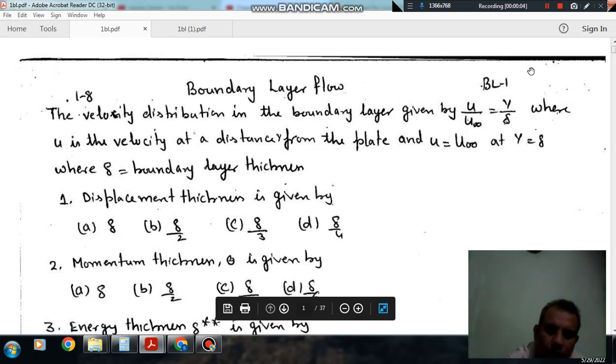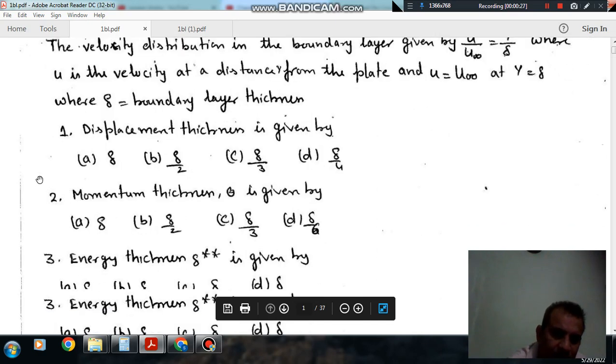In this session, we'll solve some questions of fluid mechanics and machinery. The topic is boundary layer flow. Questions number 1 to 8 carry a common statement. The velocity distribution in the boundary layer is given by u by u infinity is equal to y by delta, where u is the velocity at a distance y from the plate, and u is equal to u infinity at y is equal to delta, where delta is the boundary layer thickness.